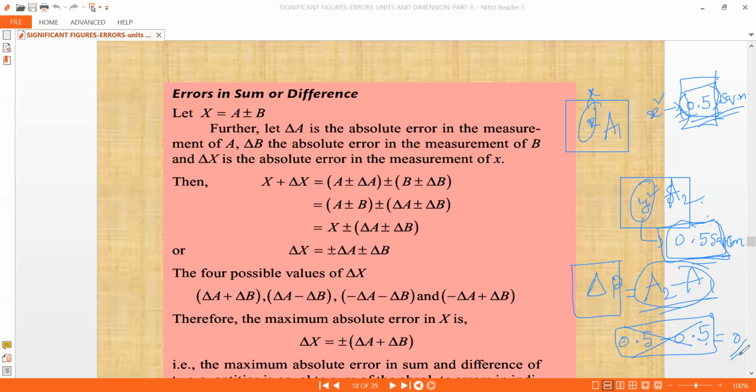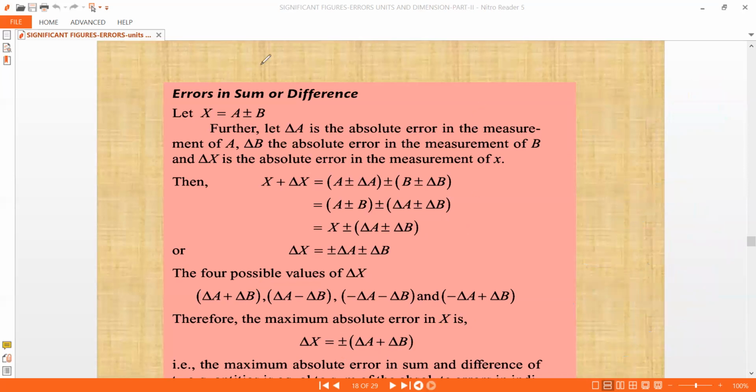So that is impossible. So the reason that what is the possible maximum possible error is what we report, which is delta A plus delta B. So plus or minus delta A plus delta B is the right thing. This is the maximum possible error you can think of, the maximum possible absolute error in X. So this is the one which we have to report all the time. Okay, I hope I'm clear with what I'm trying to tell.